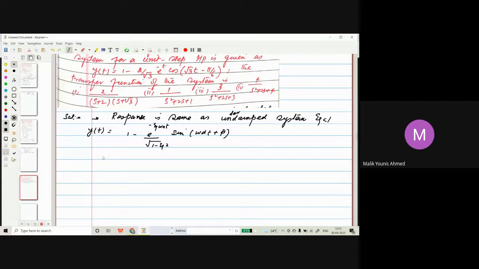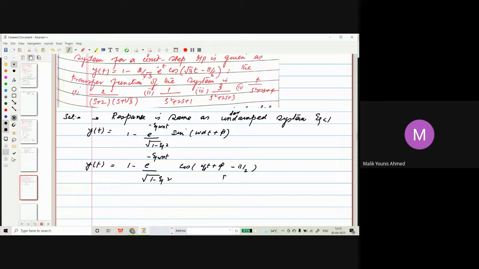y of t is equal to this. So I can write this y of t will be equal to 1 minus e raised to the power minus xi omega n t, cos of omega d t plus 5 minus pi by 2. This is a bit long, but you should know all the methods and be comfortable with each. Sorry, it is omega d t, not omega n t.